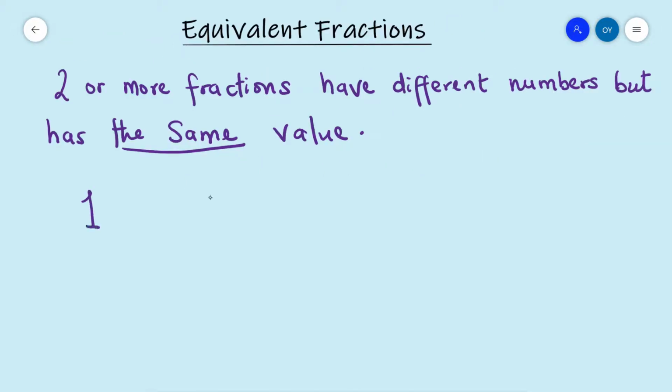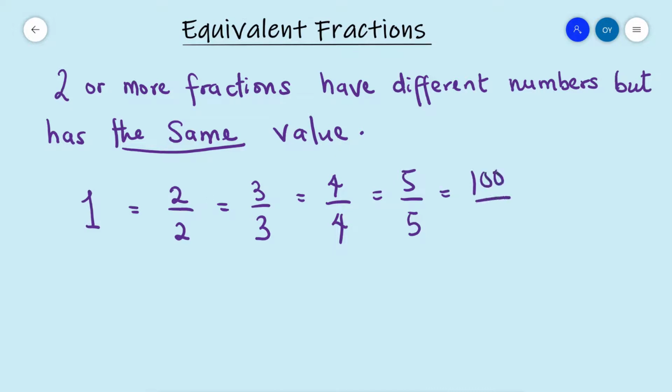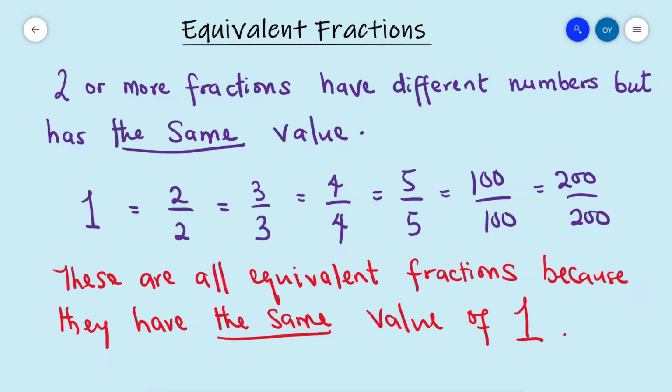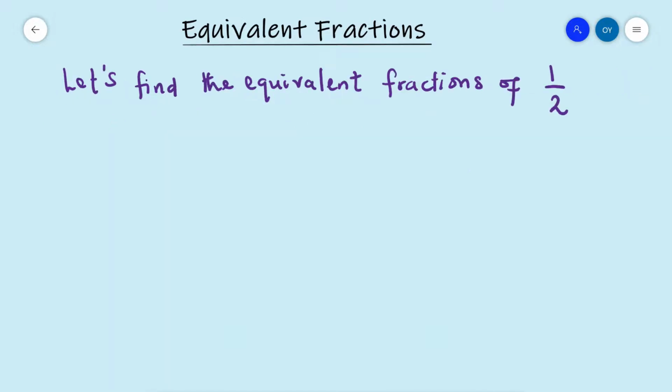Now we talk about equivalent fractions. This is when two or more fractions have different numbers but have the same value. An example is 1. The equivalent fractions of 1 are 2 over 2, 3 over 3, 4 over 4, 5 over 5, 100 over 100, 200 over 200. All of these are equivalent fractions because they have the same value of 1.